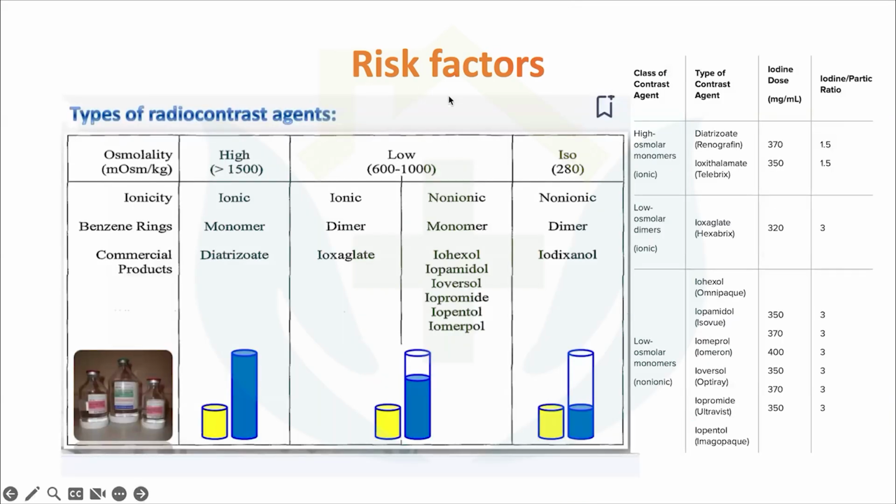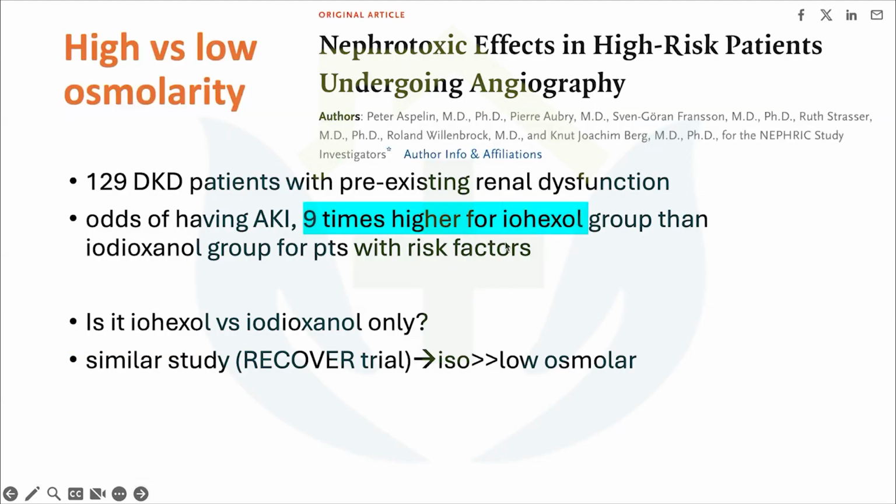So what are the types of agents that we use? Most frequently in normal days, we are using iodinated contrast media. The contrast media that we use is either iohexol or iodixanol, or sometimes we can use iopentol. But the previous agents, which had higher osmolarity and a monomer benzene ring, the diatrizoate and then the ioxaglate, are not used nowadays. Most commonly iohexol and iodixanol are used. This is highly preferable.